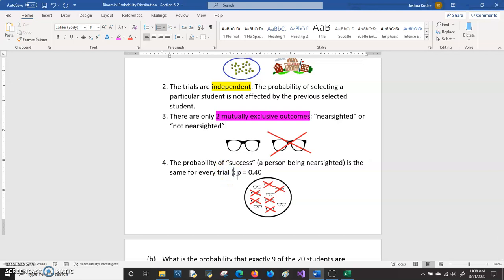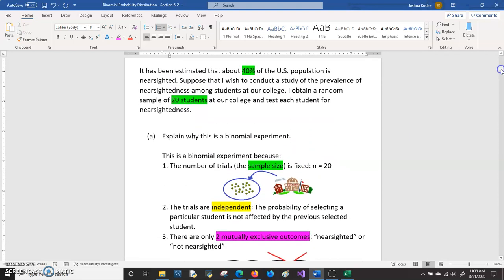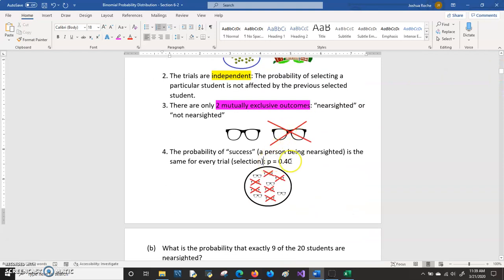The fourth reason is that the probability of success, and by success in this case we mean finding a person who's nearsighted, the probability of that is going to be the same for every trial. And when saying trial, it's another way of saying for every selection. So every time I go to pick out a student, there's always going to be a 40% chance that that student will be nearsighted, because back in the problem, overall 40% of the U.S. population is nearsighted. So that P equals 40, that comes from the fact that 40% of the U.S. is nearsighted.